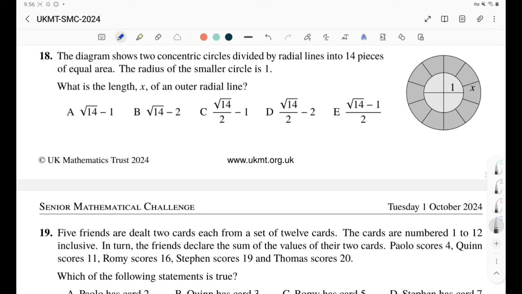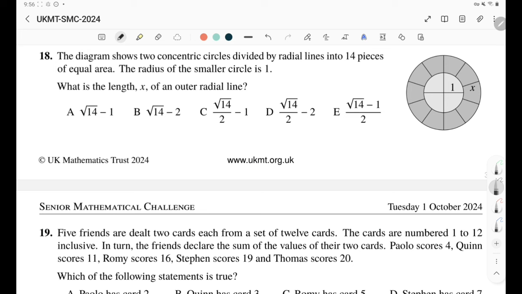Okay. Right now, to do that, since we know this one is 1 and we're asked about areas, let's find what the area of this is. The area of the circle is pi times r squared. So it's just pi. So the area here is just pi.